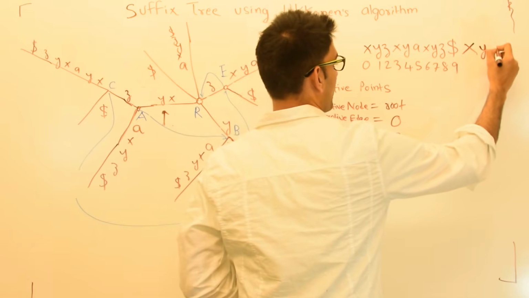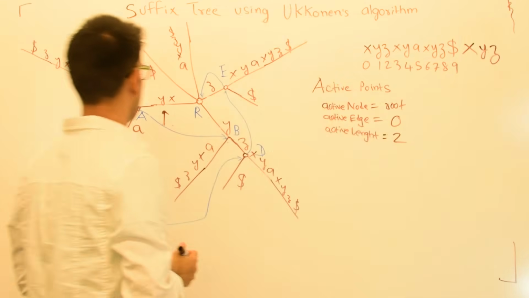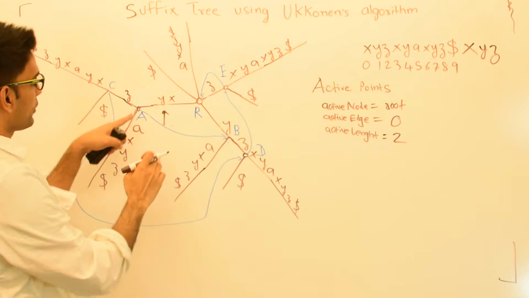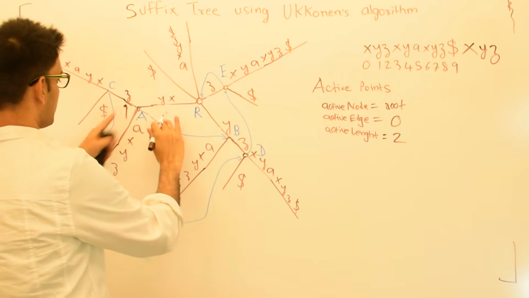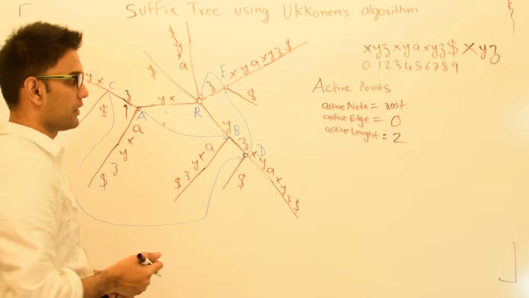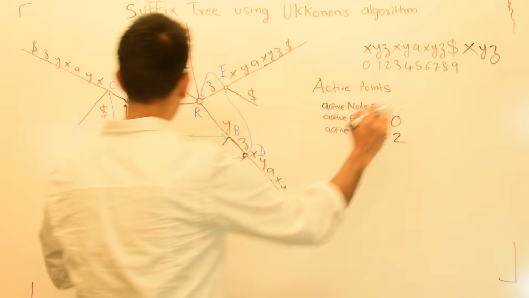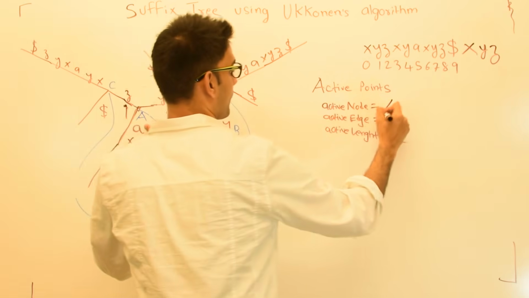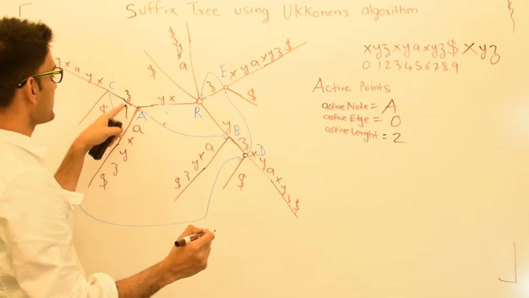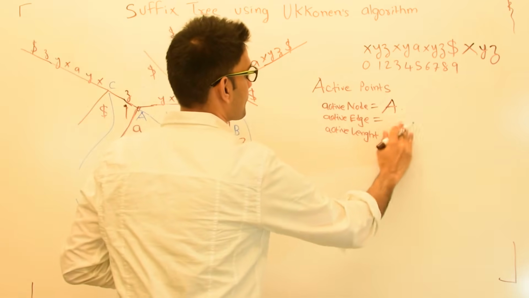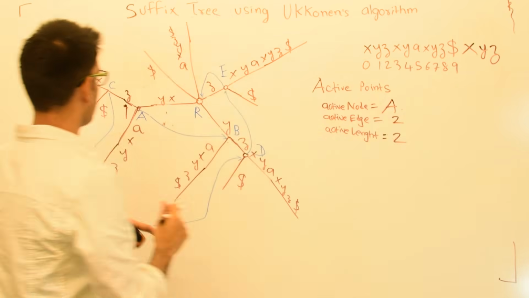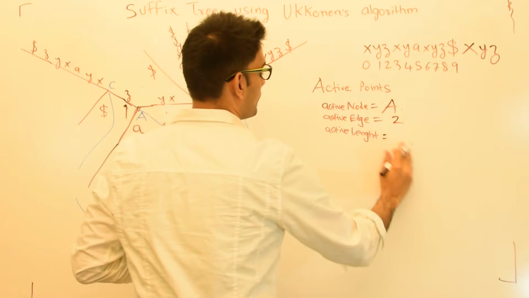So now if we had z, then we are going to jump this internal node and come to this point. When we jump this internal node, then our active node will change. So now our active node becomes a. Our active edge becomes the index of z, which is 2, and our active length becomes 1.